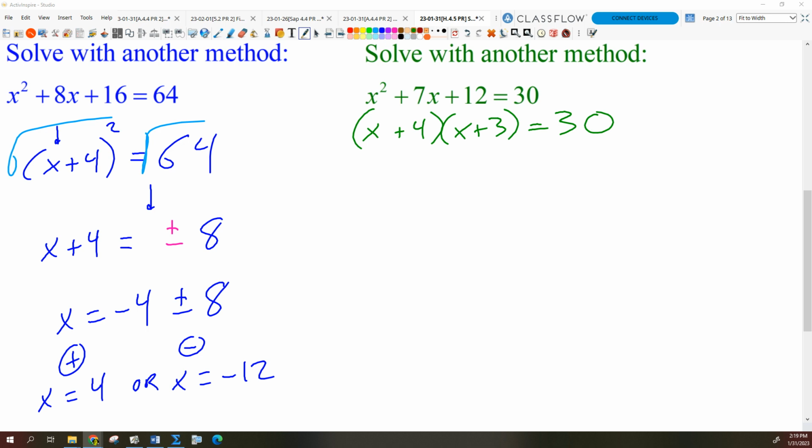So sometimes people want to say things like, okay, x plus 4 equals 30 or x plus 3 equals 30, but that's not true, right? That doesn't have to be true at all. I don't have to multiply by 30 to get 30, right? Does that make sense? Or if I set those equal to 0, well, then it wouldn't work, right? Because if either factor is 0, I'm going to get 0, not 30. So this is not going to work, right?